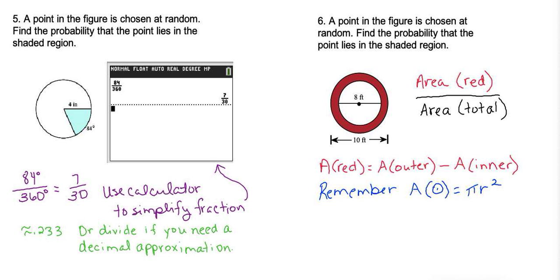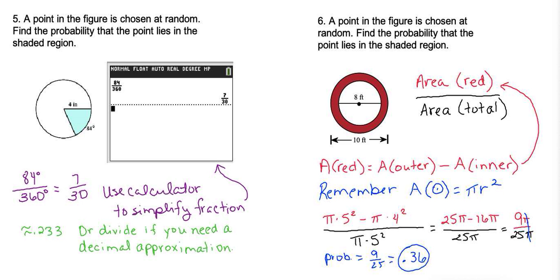Remember, the area of a circle is pi r squared. Notice that since the diameter of the entire region is 10, its radius is 5, and that's what we need to find that area. Pi r squared, pi times 5 squared, minus the inner white circle. It has a diameter of 8, which means its radius is 4. So pi r squared is pi times 4 squared. So we have 25 pi minus 16 pi to represent the area of the red region.